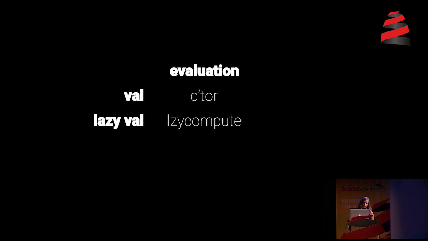So to summarize, the main difference is where the evaluation of the value is happening. For a val, we saw that it happens in the constructor of the class, and for lazy val, it happens in the lazyCompute method that is called when we try to access the value the first time using the method A.